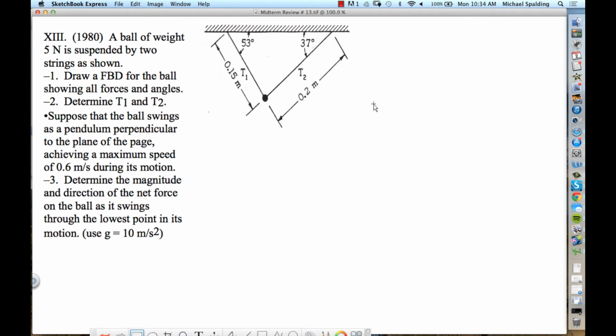Okay, so we have a ball with a weight of 5 newtons. Now look, that's not mass. That's the weight of the ball. If you want the mass of the ball, how would you find the mass of this ball?